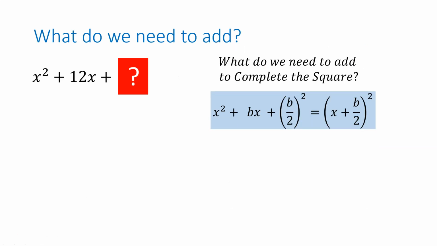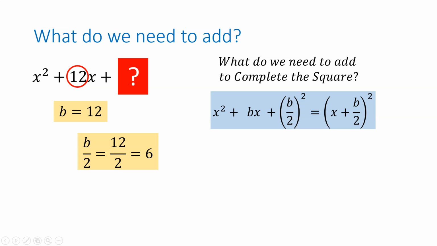Let's say you have the expression x squared plus 12x. According to the perfect square pattern shown in the blue box, what would we need to add in order to complete the square? First, we need to identify the value of b. This is the linear coefficient, which is 12. We also need to find the value of b over 2, which is 12 over 2, which equals 6.